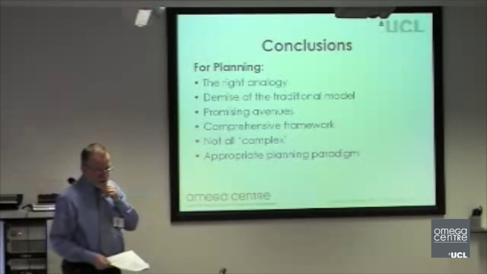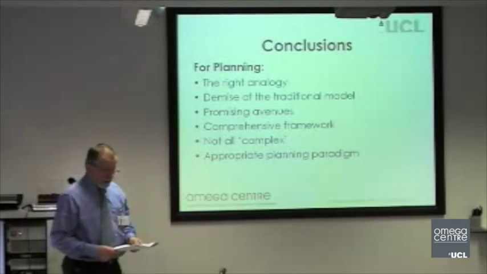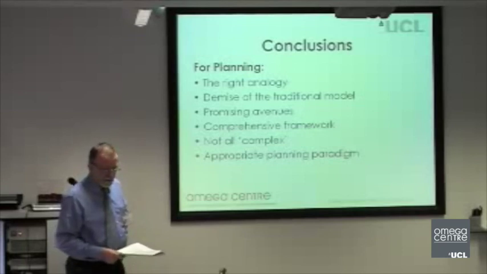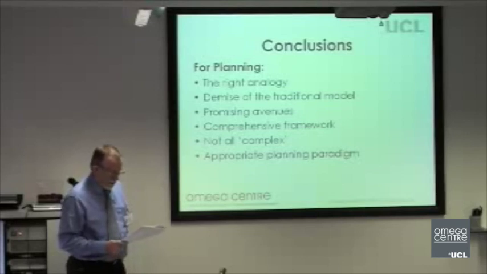What this work shows us is that we need the right analogy, if you like, for cities, for environments. Cities used to be regarded in the 1960s or so with the systems view of planning as it was then. Cities were seen as machines. Really, the right analogy is something like an organism rather than a machine, a complex adaptive system.